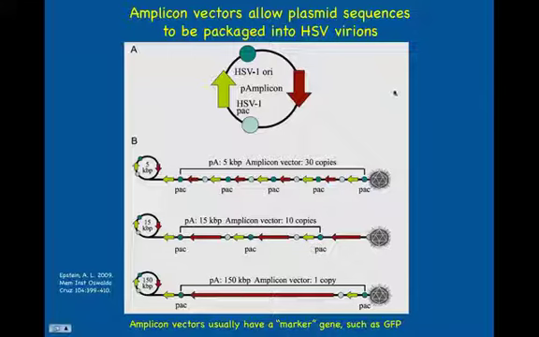Amplicon vectors allow plasmid sequences to be packaged into HSV virions. So this means that you can put something that's not normally in the HSV virion. You can put in your therapeutic gene of interest or suicide gene of interest or what have you.